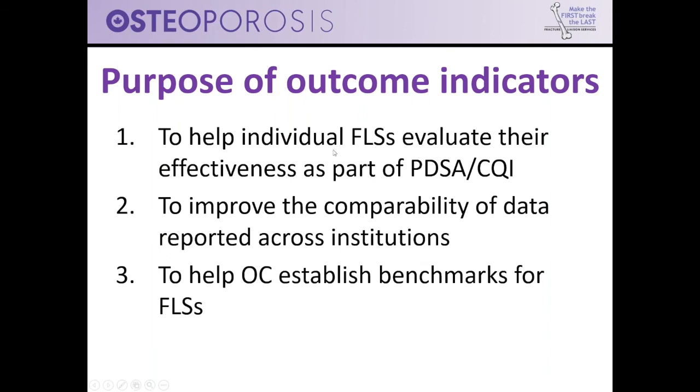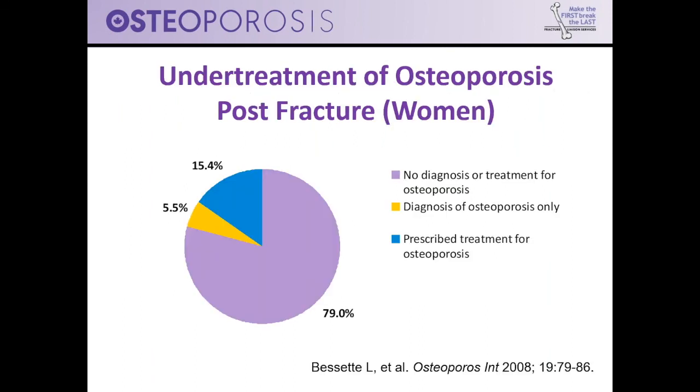But at the end of the day, none of this is the purpose of the outcome indicators. The purpose of the outcome indicators is actually to help improve the outcome of the patients. And in fact, what we're looking at is to change this pie chart. We want to start to see less and less of that purple, and we want to see more of the blue and more of the yellow. So this is all to help the fracture patients in the end.